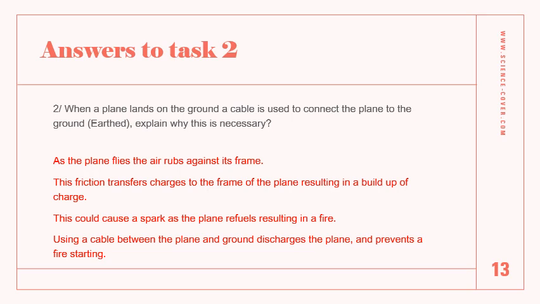When a plane lands on the ground, a cable is used to connect the plane to the ground. Explain why this is necessary. So as the plane flies, the air rubs against its frame. This friction transfers charges to the frame of the plane, resulting in a buildup of charge. This could cause a spark as the plane refuels, resulting in a fire. Using a cable between the plane and the ground discharges the plane and prevents any fire from starting.